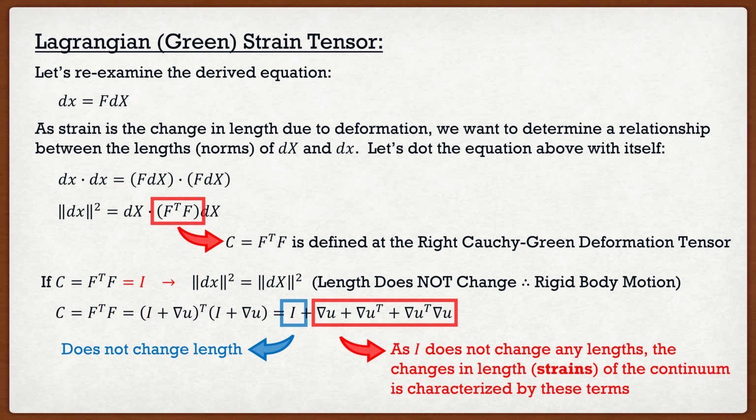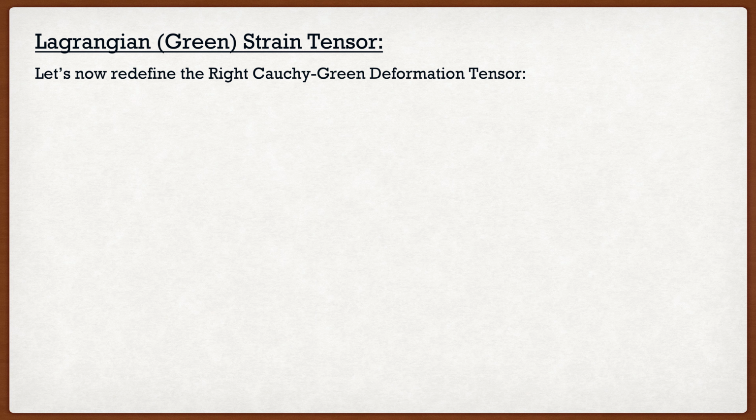All right, so we're now going to redefine that right Cauchy-Green deformation tensor as follows, where C is equal to I plus 2 times this Green strain tensor. So that epsilon Green, that's what we call the Green strain tensor. Our Green strain tensor is actually equal to 1/2 of nabla U plus nabla U transpose plus nabla U transpose multiplied by nabla U.